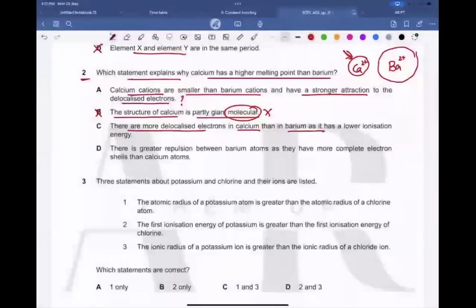Okay. So it's not giant molecular. And the C option, there are more delocalized electrons. So that's wrong because both have a 2 positive charge. So it means both lose the same number of electrons. So C is also wrong.